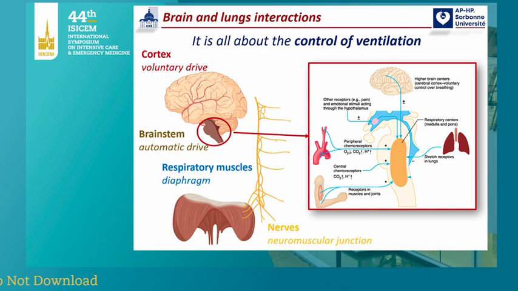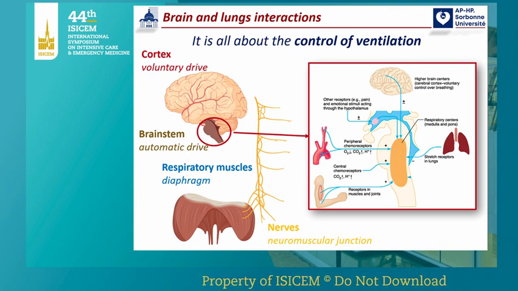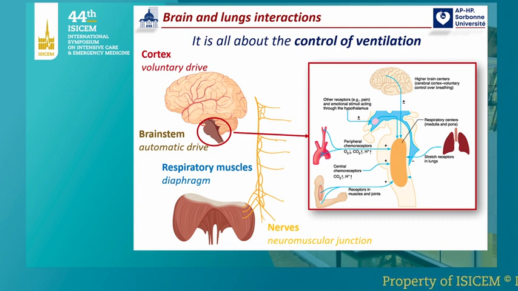But if we focus more on the brainstem and the generation of the automatic drive, you may see on this slide that there are many factors that may interact and generate the final output, the drive that will create the diaphragm contraction. And among them, you see on the right side the stretch receptors in the lungs that provide information to the cortex, but also to the brainstem, and it explains this close interaction between the brain and the lungs.